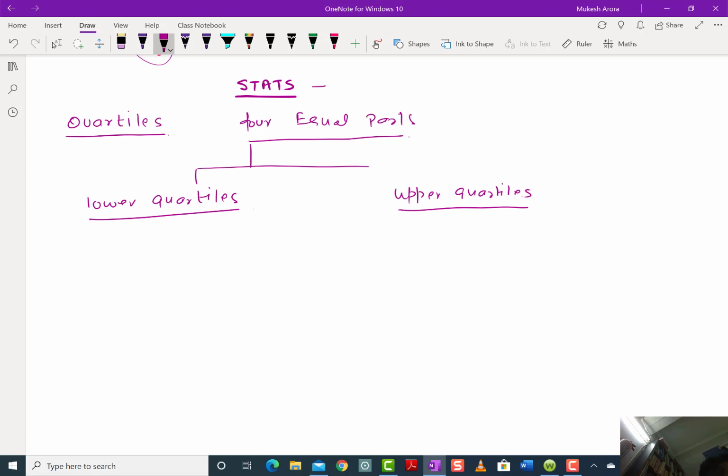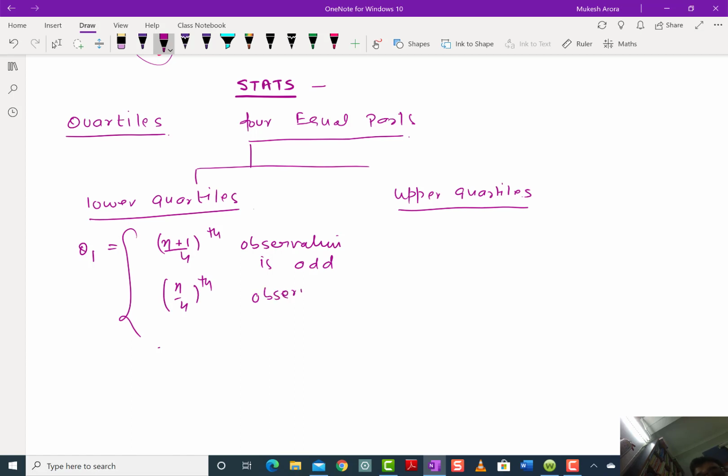Q1 is equal to the (n plus 1) by 4th observation if n is odd, and the n by 4th observation when n is even.